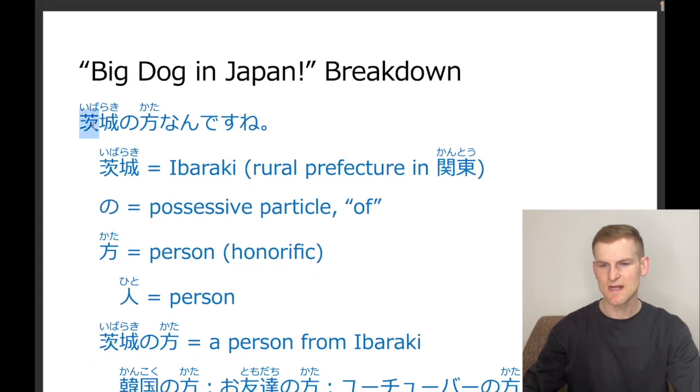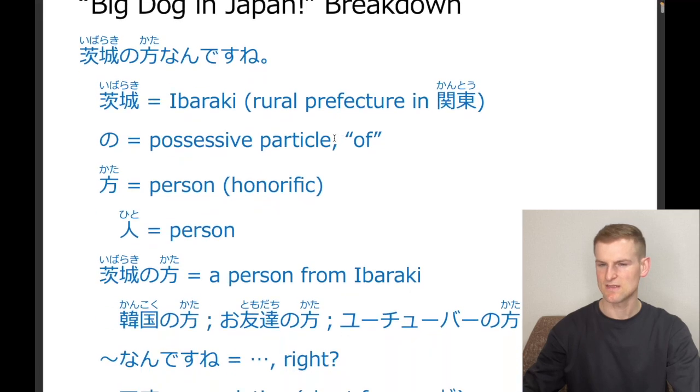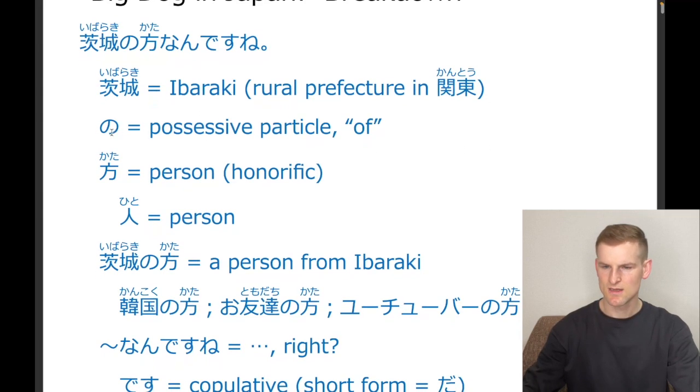So we start with 茨城の方なんですね. Okay, so 茨城 is a prefecture in the Kanto region. I live in Tochigi, so it's right next door. Then we have no, which is the possessive particle, often translated of. Next, kata, which is person. It's the honorific word for person. The basic word for person is just hito.